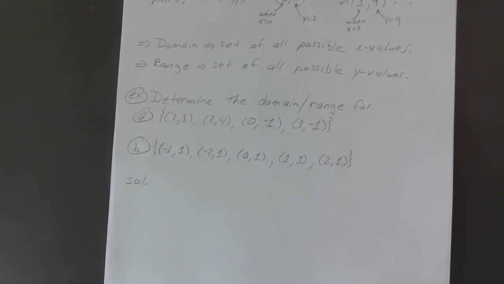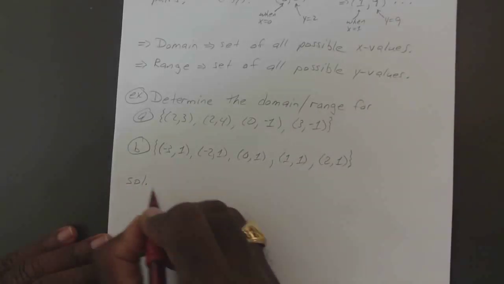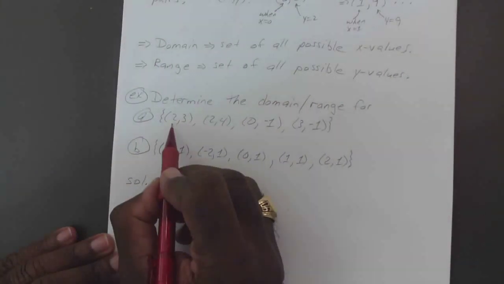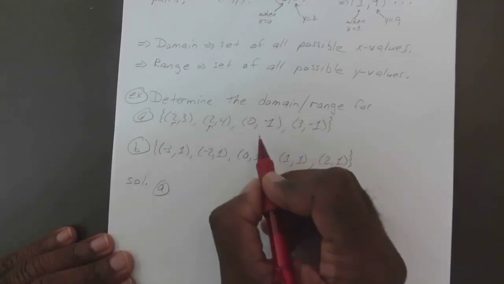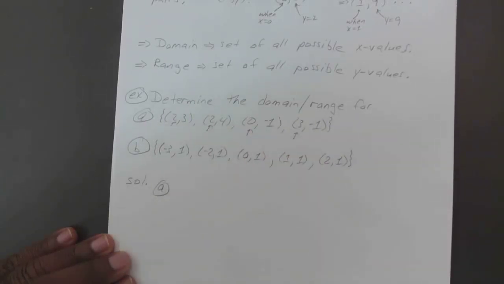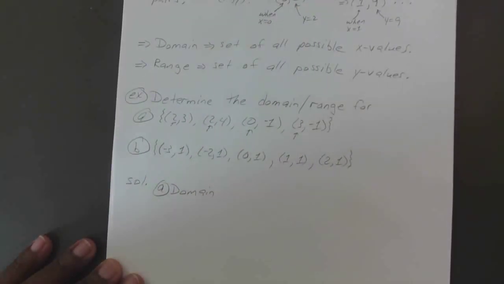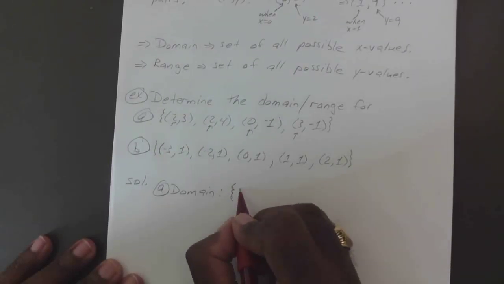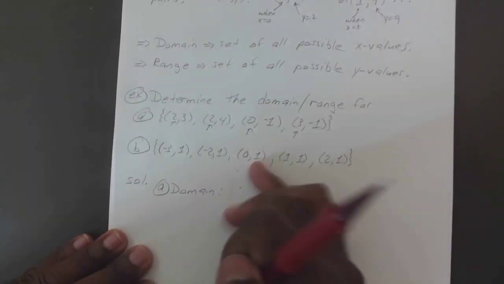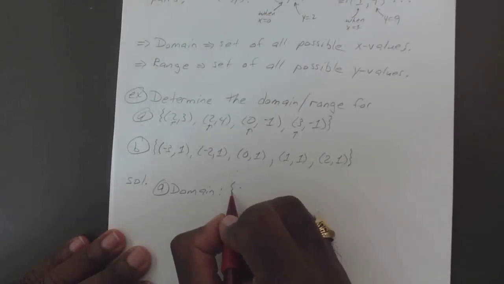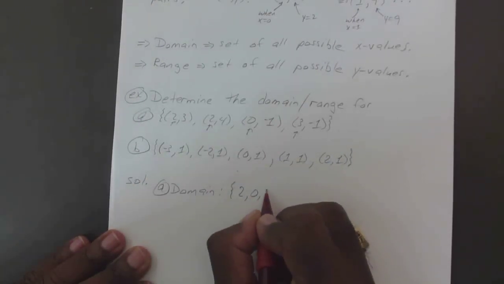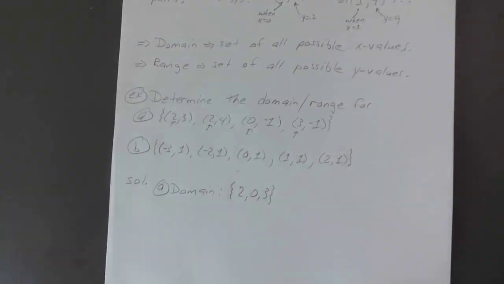So remember, your domain is just all possible x values. So for A, in your x spot, you have 2, 2, 0, and 3. So your domain is just 2, 0, and 3. You can put it as 0, 2, 3 if you want to put it in order, but it doesn't really have to be in order.